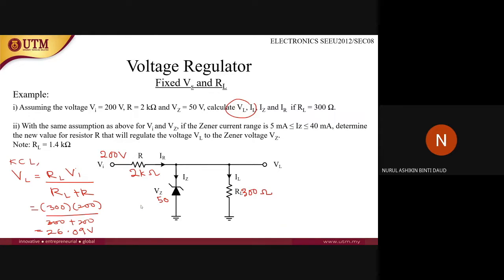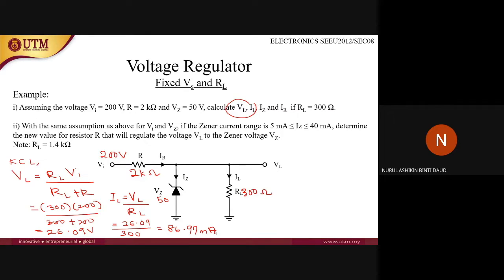Next, IL. How to calculate IL? Using Ohm's law, VL over RL. Just now VL is 26.09, so 26.09 divided by the RL value. You will get 86.97 milliampere.